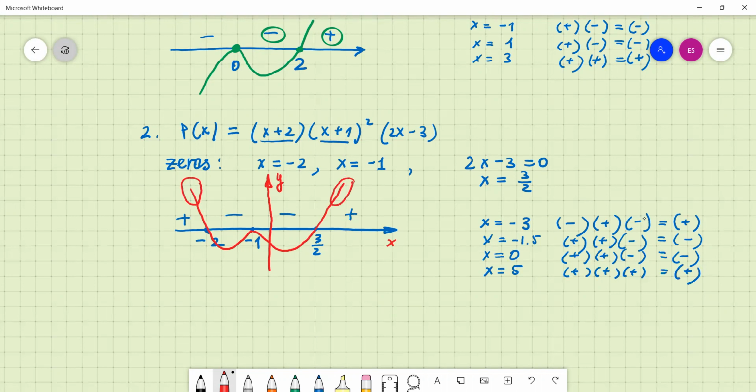What is going to be the greatest power of x here? Well, the first is 1, then 2, and 1 plus 2 is 3, plus 1 more is 4, right? And the coefficient is going to be positive. So the leading term is x to the power of 4. X to the power of 4 will go to positive infinity always because the power is even, right? For x going to positive and negative infinity. And that's what we see on the picture, right? It goes to positive infinity.